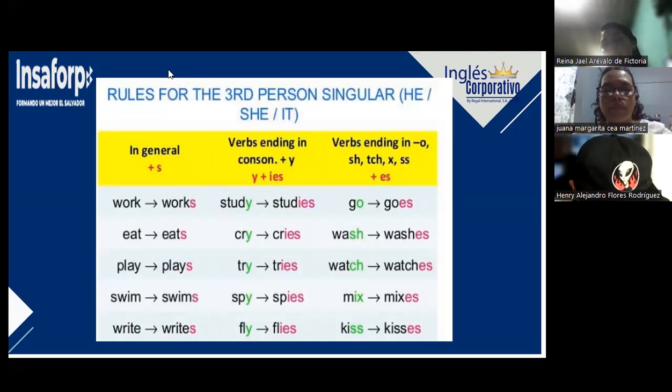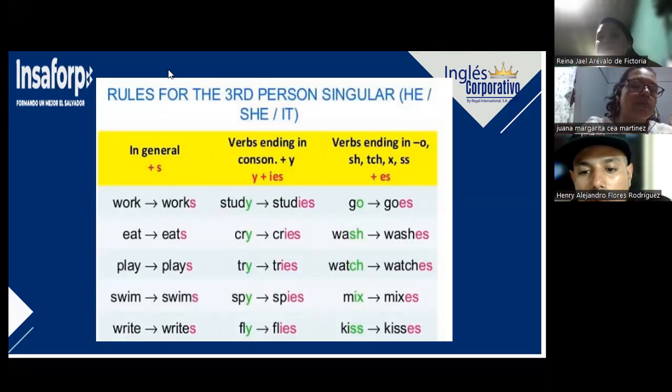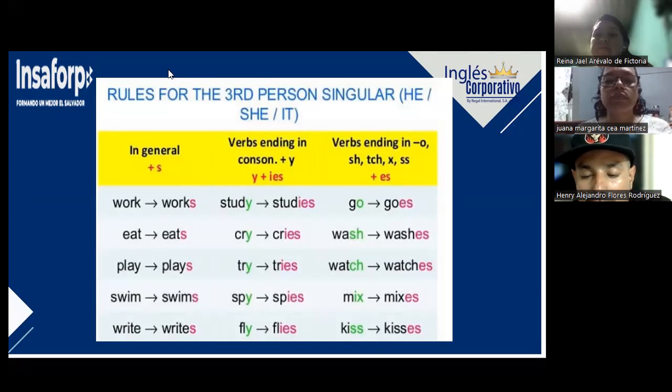So you can see here. En este caso es, yo quiero decir que Juana estudia inglés. ¿Cómo sería Juana estudia inglés? Juana studies English. Entonces suena el S porque es tercera persona. Pero si yo digo nosotros estudiamos inglés, we study English. Entonces el verbo va en su forma normal. Study. Solo esta regla aplica para las terceras personas.